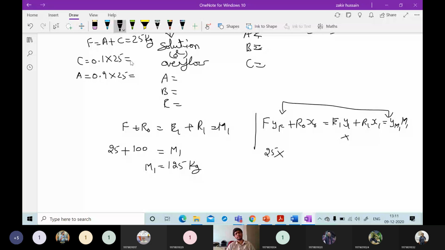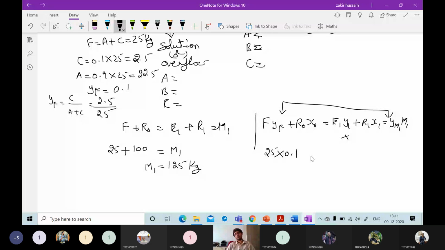We can estimate it this way, or otherwise we can say directly that YF is 0.1. You can also verify that YF is nothing but C by A plus C. So C is 2.5, A plus C is 25. Same thing you will get.